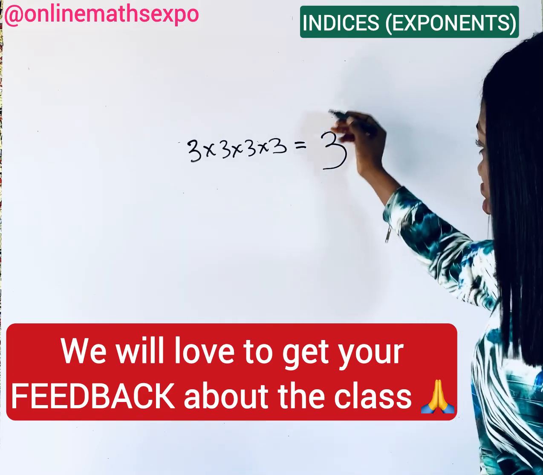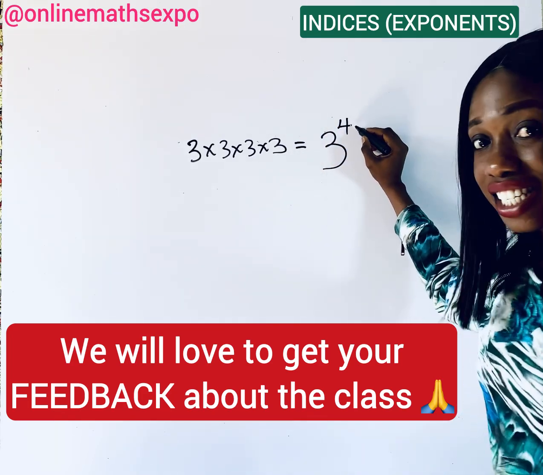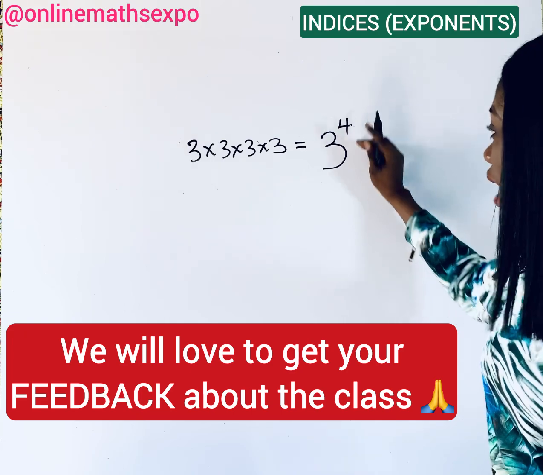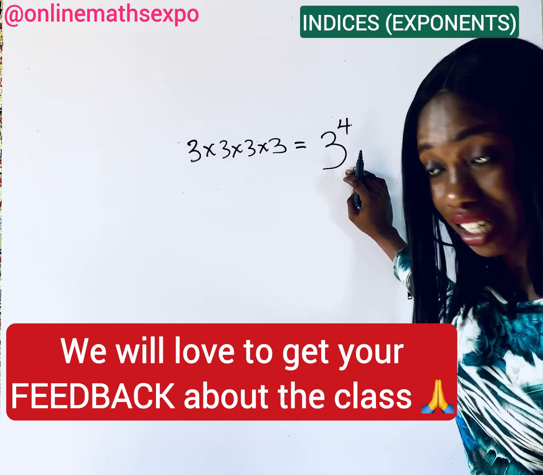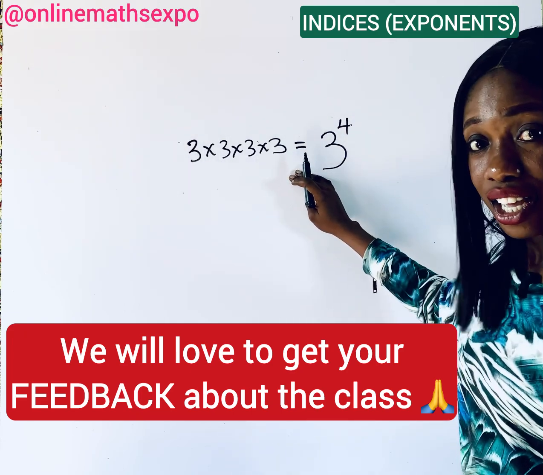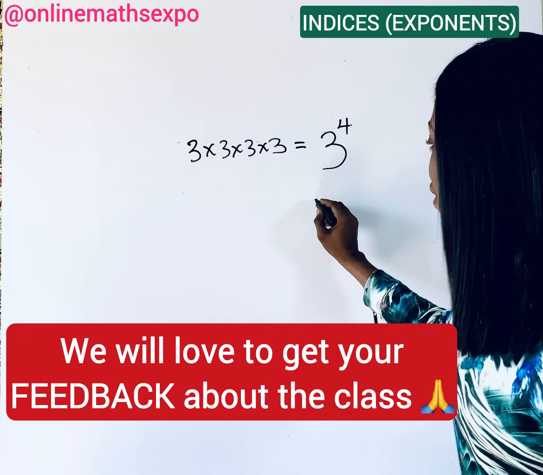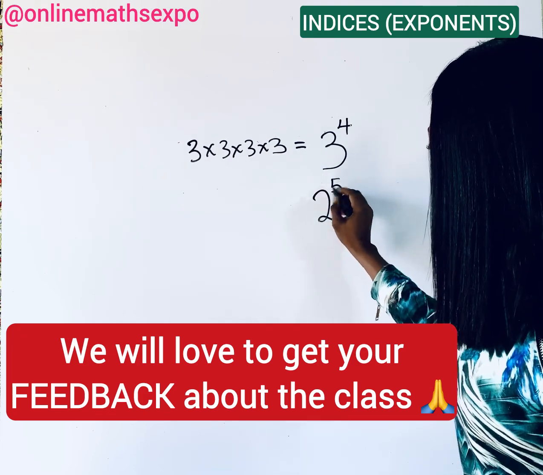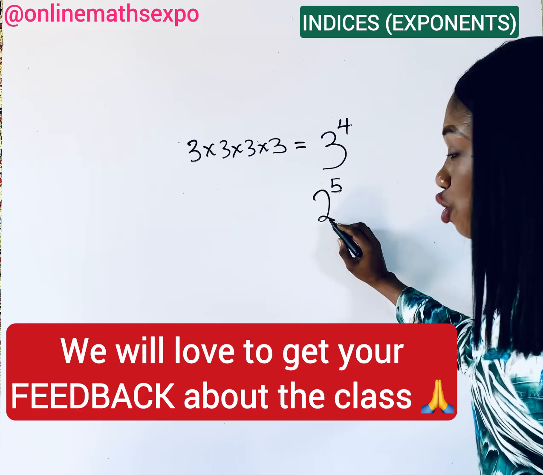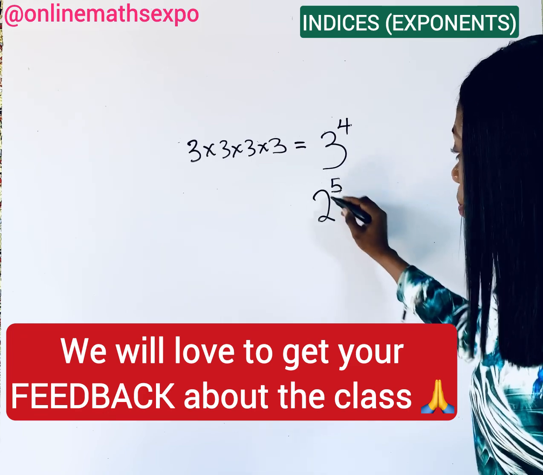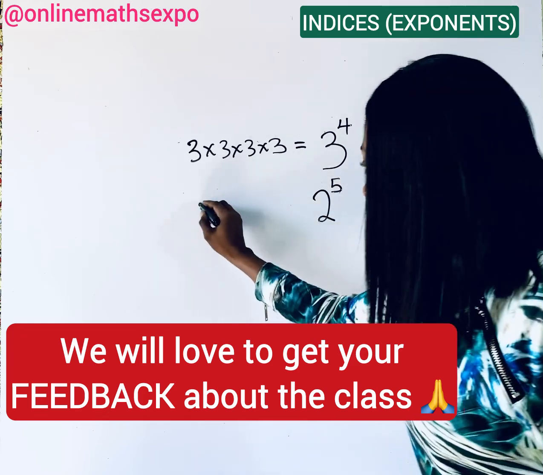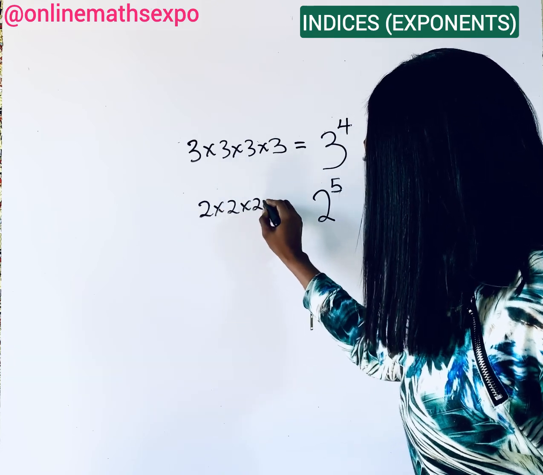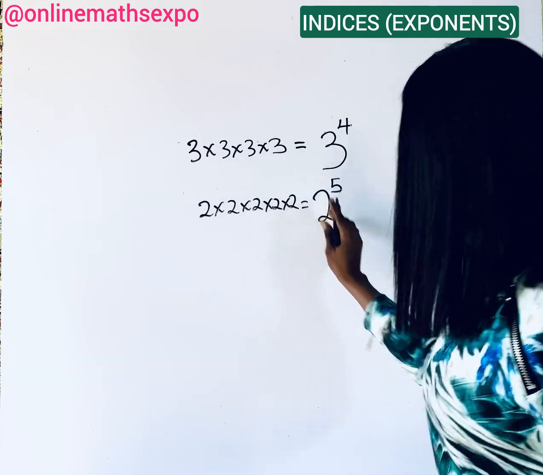When you look at this, you notice that this 4 is telling you the number of times 3 is multiplied, just like we have it here. So if I have a number like this, what does it mean? It means that this 2 is going to be multiplied 5 times in this form. I hope you are with me there. So this is what this means.